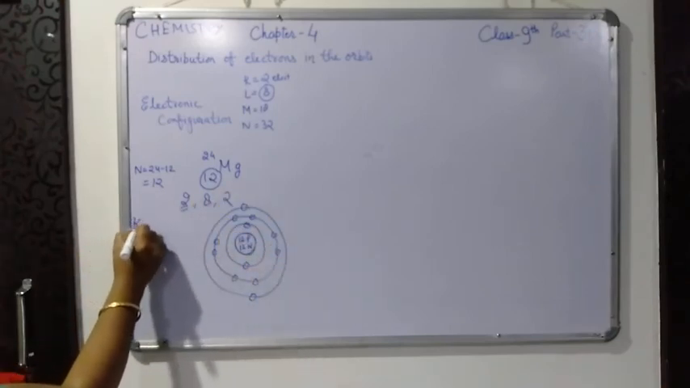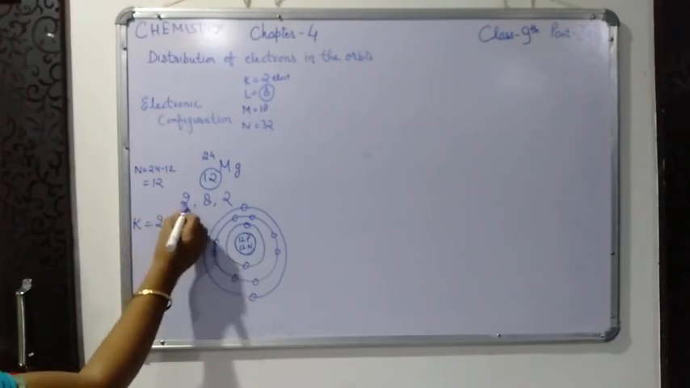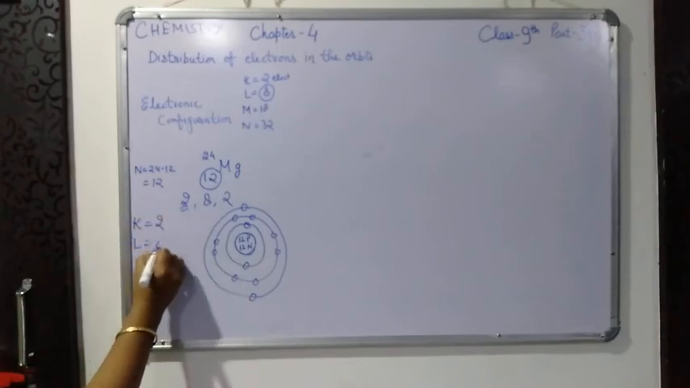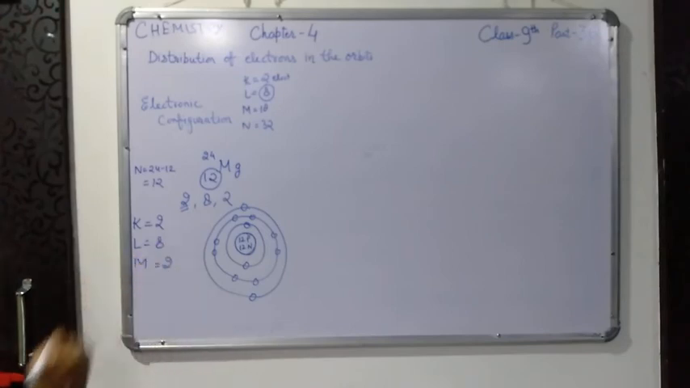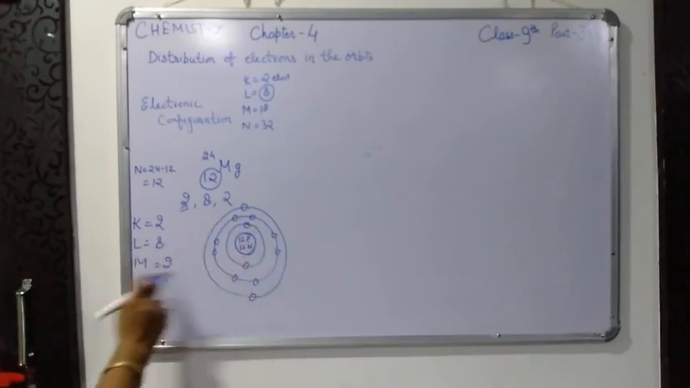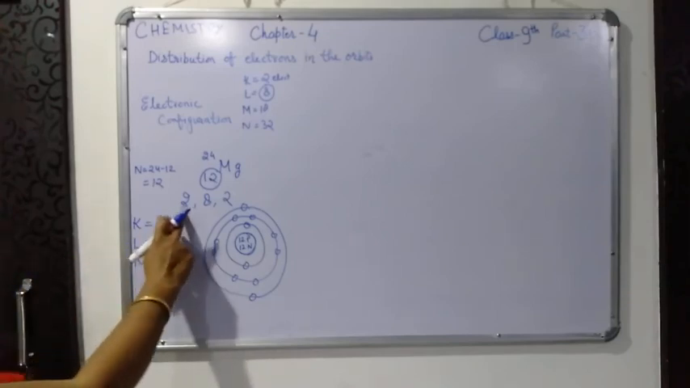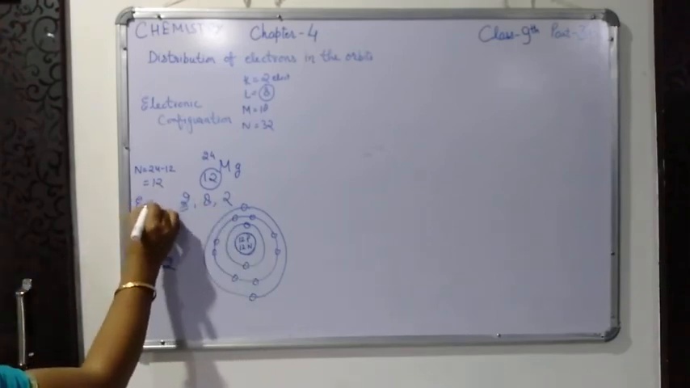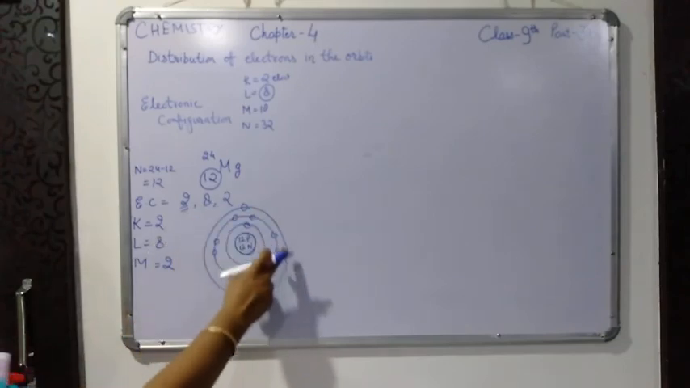In the K shell, or the first shell, you can write 2 electrons, in L 8 electrons, and in M 2 electrons. In the first one 2 electrons, in the second one 8 electrons, and in the third one, the M shell, 2 electrons can be filled. So the electronic configuration will be 2, 8, 2. This is the structure of the magnesium atom.